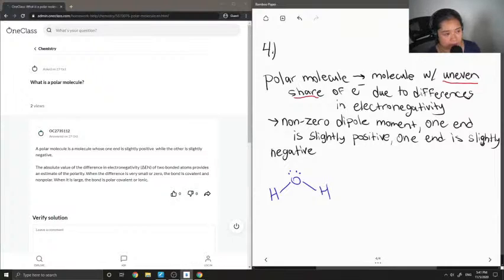What makes this a polar molecule is that oxygen also has 2 lone pairs. If it didn't have any, then it would be a little less polar. But basically, since oxygen has a higher electronegativity than the 2 hydrogens, it has a slightly negative end. And on the hydrogen side of water, it has a slightly positive end. So this is an example of a polar molecule.